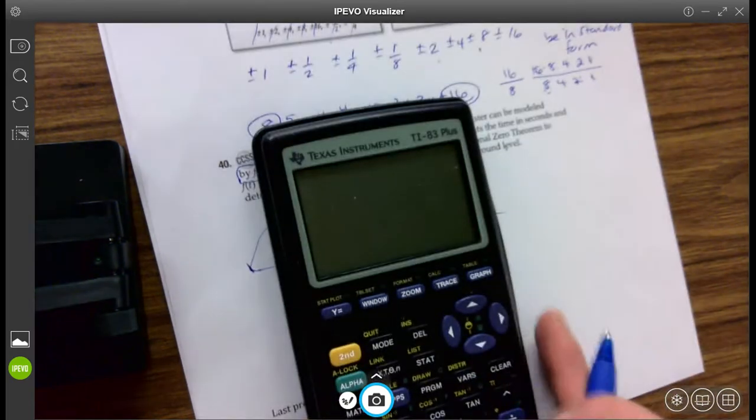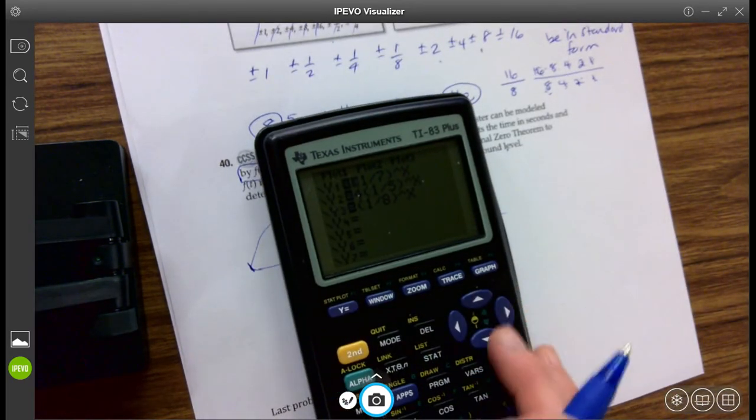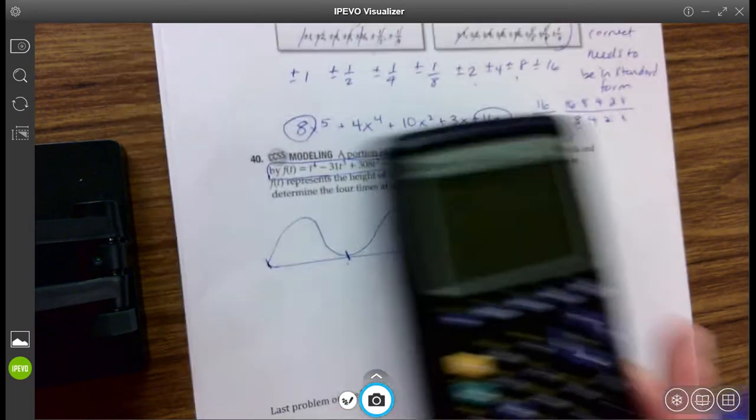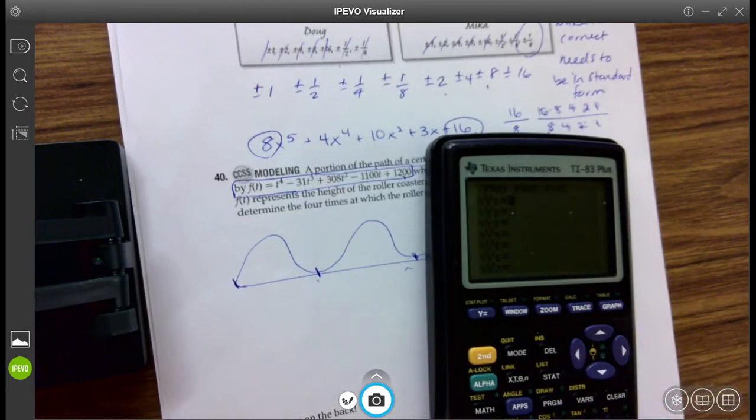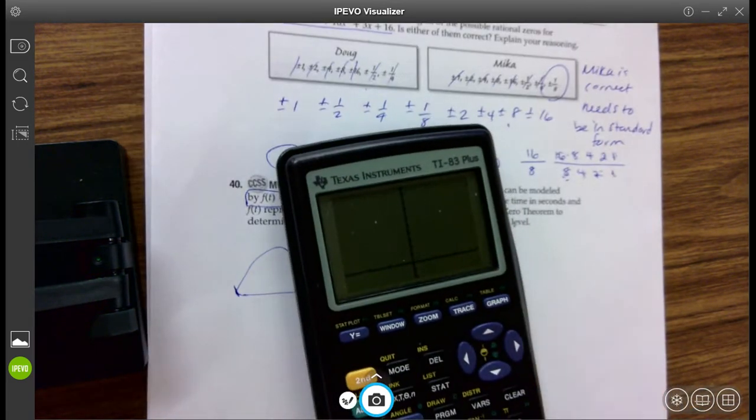So I encourage you to use your graphing calculator. We go to y equals, and we type in x to the 4th minus 31x cubed plus 308x squared minus 1100x plus 1200. A lot of students had issues with this. Make sure you're on the right viewing window.